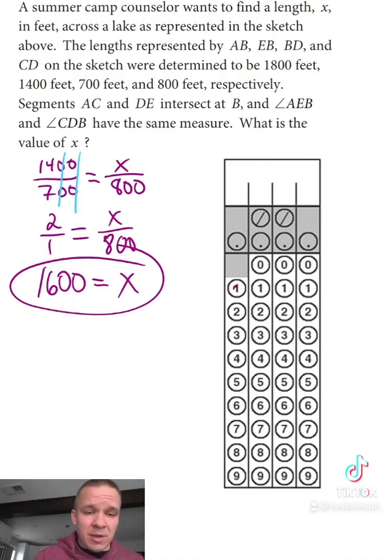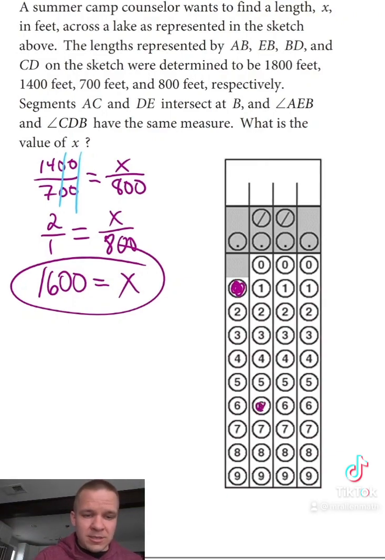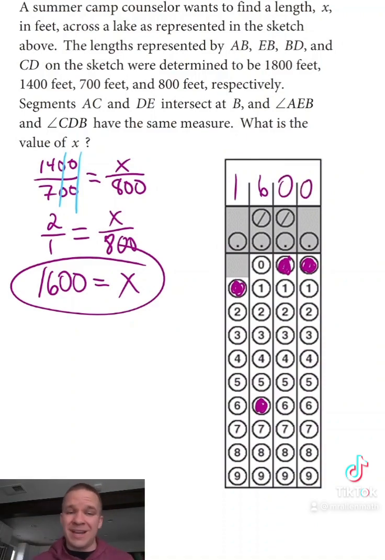Since this is free response, we're going to have to grid it in. That's 1,600. So I'm going to be 1, 6, 0, 0. The grid in is what counts. You can write this in up here, but that's really just to organize yourself. You have to grid those bubbles in. That was dope.